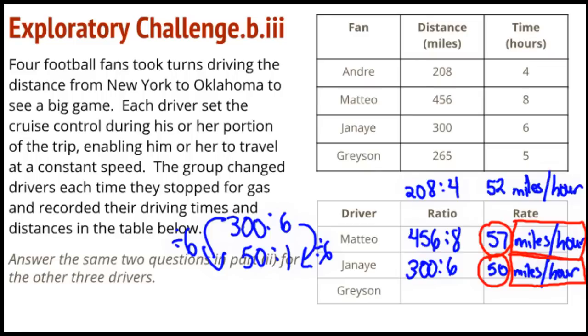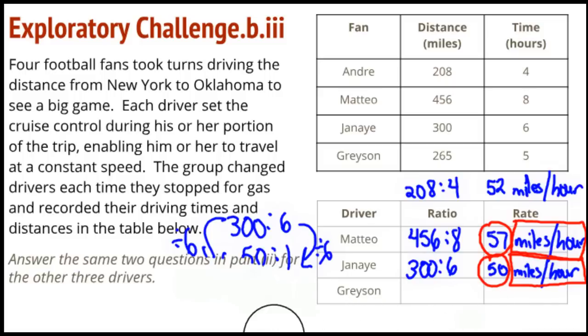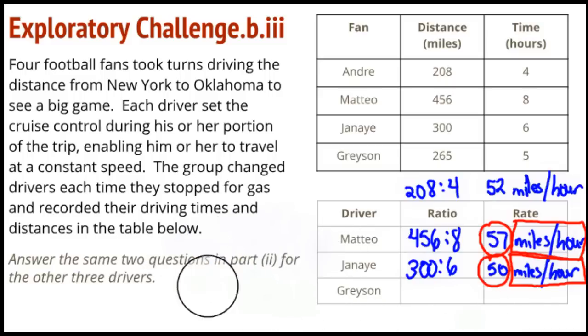Now, just something to clarify here, this 50 comes from my scaled down ratio. The ratio of 50 to 1 has a value of 50 over 1, which can be simplified to be 50. So you'll remember we talked about rates are when we're getting down to values, most importantly, values that have a denominator of 1.